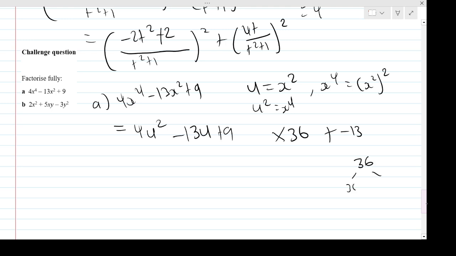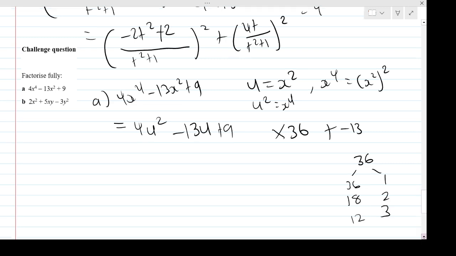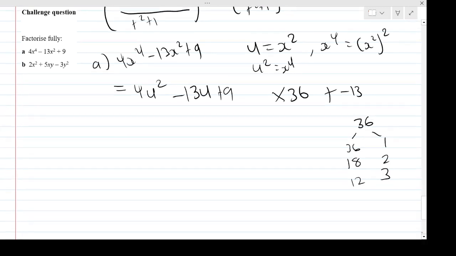Okay. So 36 and 1, no, we're not going to get 13 here. 18 and 2, no, if we take the difference, it would be 16, that's not 13. What about 3 and 12? If we add to get 15 and subtract to get 9, that's not going to help. Another factor maybe? 9 and 4. Yes, that will help because we can add them in some way to get 13. So there we are.